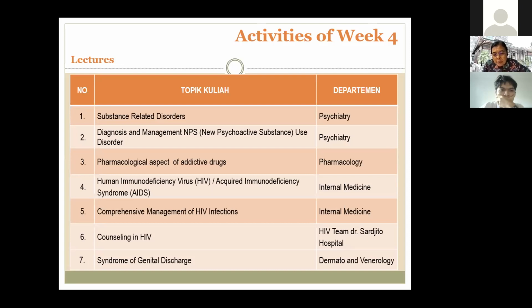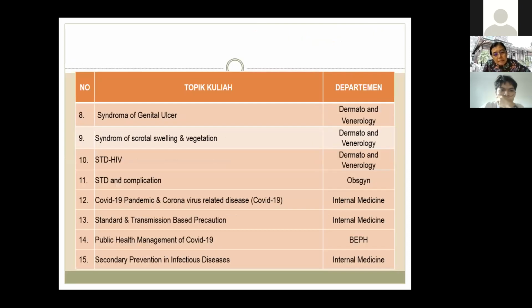From the dermatology and venereology department, we learn about the syndrome of genital discharge, the syndrome of genital ulcer, the syndrome of scrotal swelling and vegetation, and STDs and HIV. For the skin, they also need STDs and complications. For internal medicine, we have the COVID pandemic, coronavirus-related disease, and standard and transmission-based precautions.